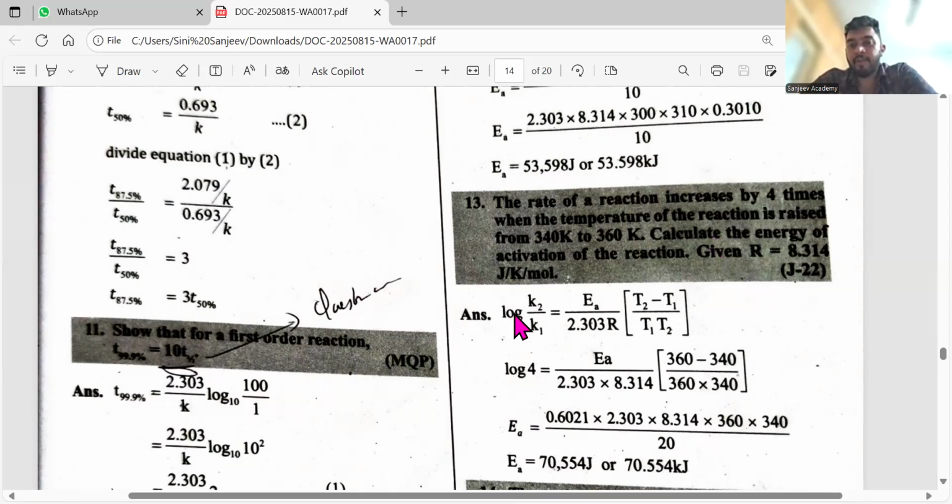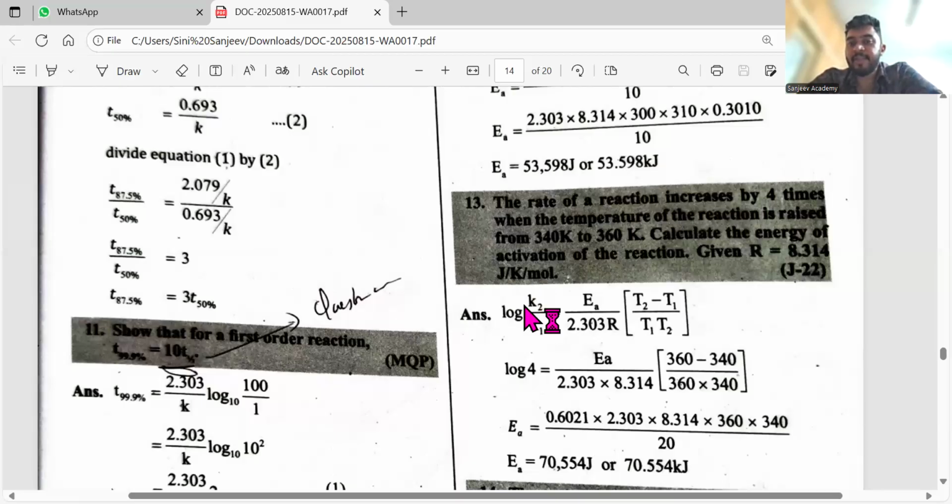There is log of K2 by K1 equals EA by 2.303 R times T2 minus T1 by T1 T2, where T2 will always be our higher temperature and T1 will be the lower temperature. Very easy question. Don't get afraid by seeing these kinds of things. Can you see here, the rate of reaction increased by what? 4 times, correct?